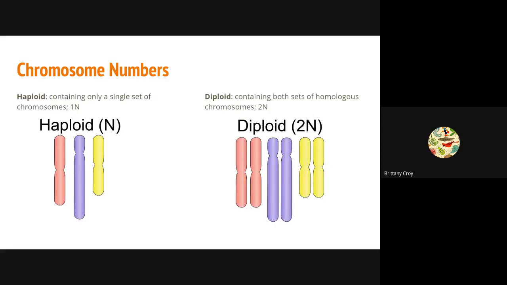And then how do we count our chromosomes? Your chromosomes can be haploid or diploid. So in the normal body cell, they're diploid. That means they have both sets of homologous chromosomes. So this would be like from mom and from dad. This is from mom, this is from dad. But our sex cells only contain half of them. Like this one might be from mom, and then this one's from dad, and then this one's from mom.